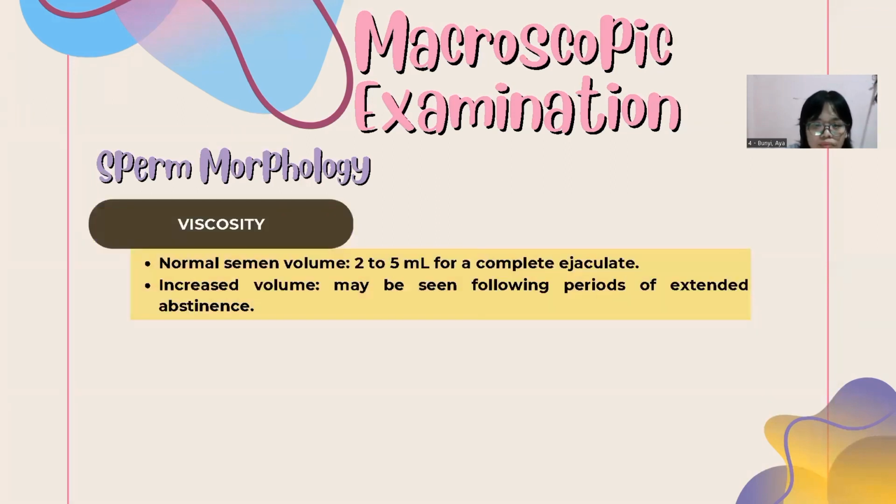Next is volume. Semen volume is measured by using a serological pipette or small graduated cylinder. Volume is recorded in milliliters to 1 decimal place. Normal semen volume would be 2 to 5 ml for a complete ejaculate. Increased volume may be seen following periods of extended abstinence. Decreased volume is more frequently associated with infertility and may indicate improper functioning of one of the semen producing organs, primarily the seminal vesicles.